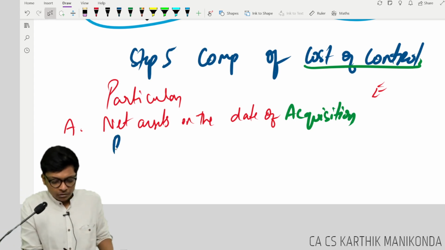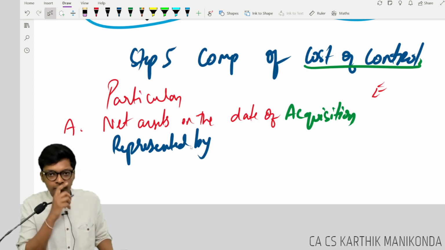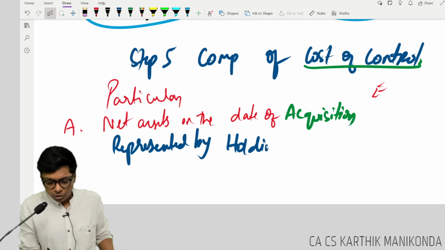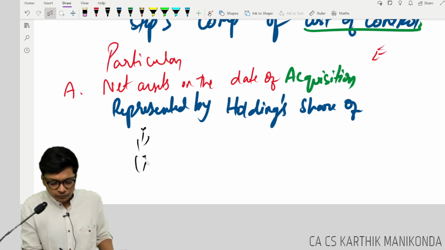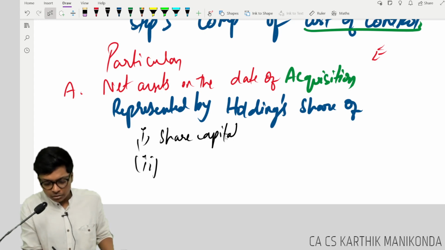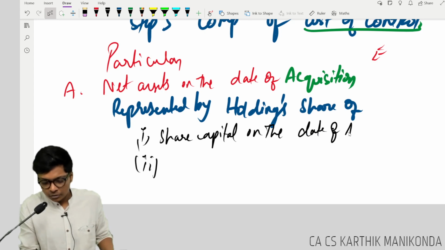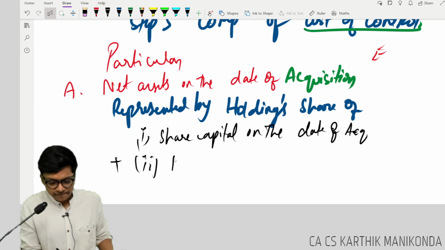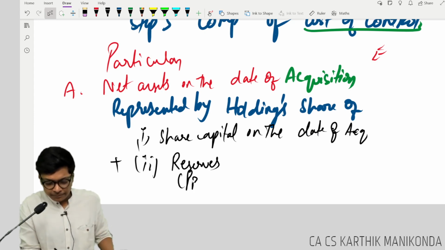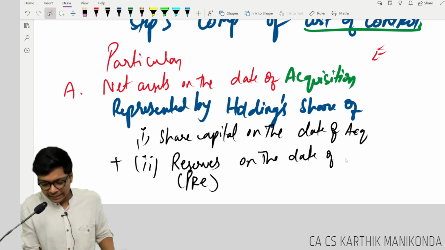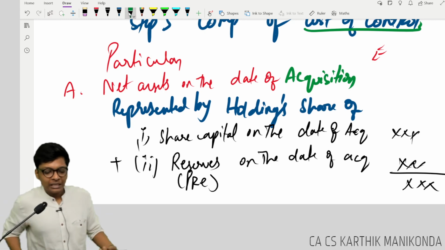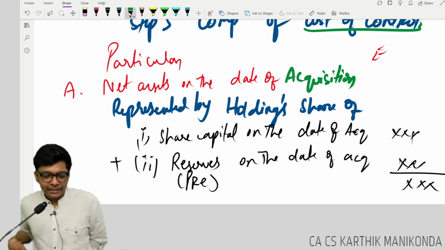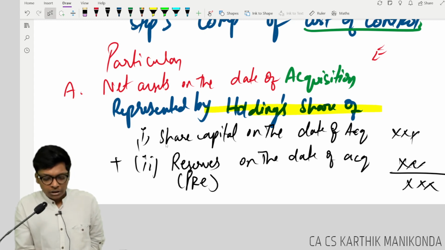Date of acquisition, represented by holding company's share of share capital on the date of acquisition plus reserves, nothing but pre-acquisition reserves, on the date of acquisition. Are you following, guys? I'll explain. Write down first. Net assets on the date of acquisition represented by holding company's share of share capital on the date of acquisition, reserves on the date of acquisition.